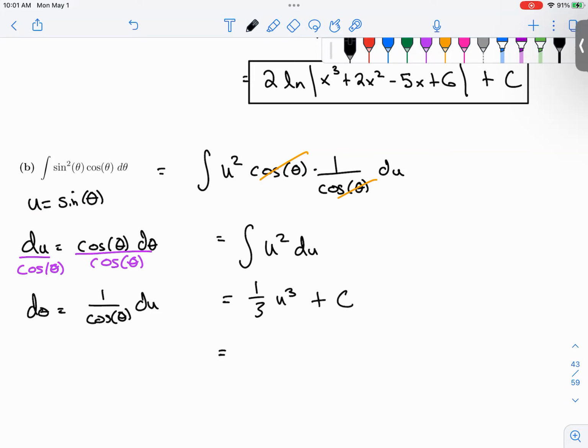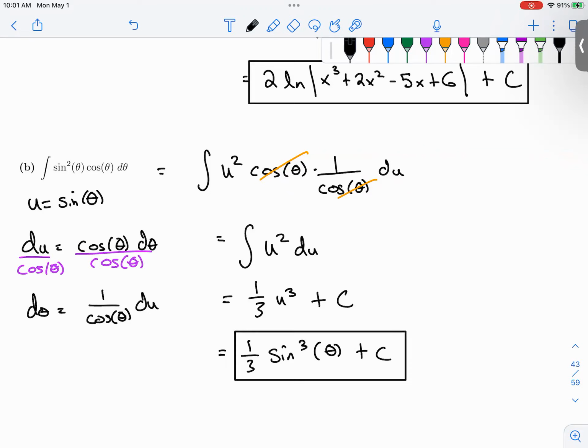And then now that we've integrated, we can now just replace u with what it is in terms of theta. So this is 1/3 sine cubed theta plus c. Any questions on that? The main goal with doing that stuff and spending a little extra time on it is to just remind us that it is okay to make mistakes.